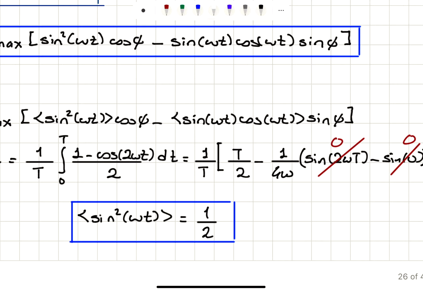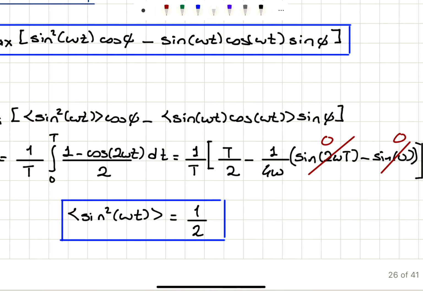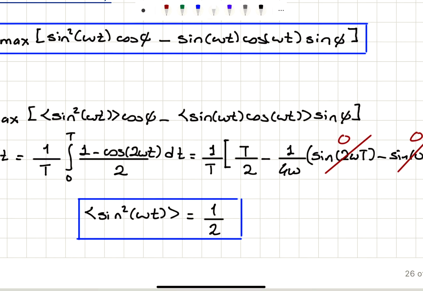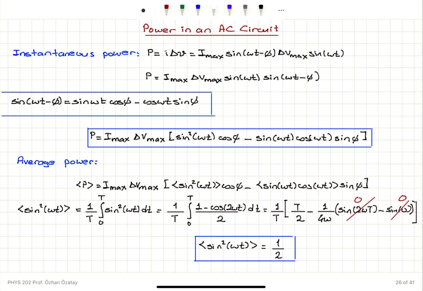And minus 1 over 2 cosine 2ωt dt will become minus 1 over 4ω sine 2ωt, but evaluated between 0 and time 1 period, sine 0 is 0, and sine 2ωT is also 0, because 2ω is 4π over the period, so this would be sine 4π, which is 0. So I'm left with 1 over T multiplied with T over 2, so the time averaged value of sine squared ωt is 1/2.